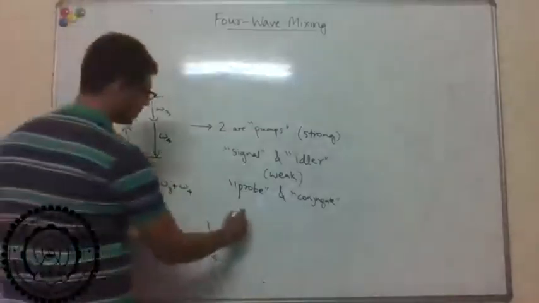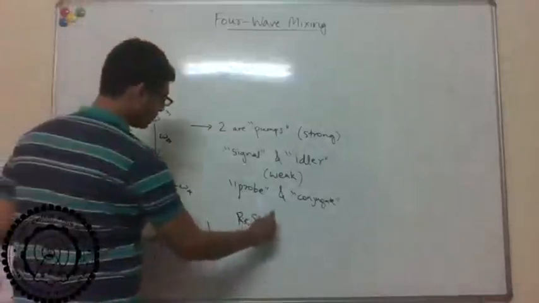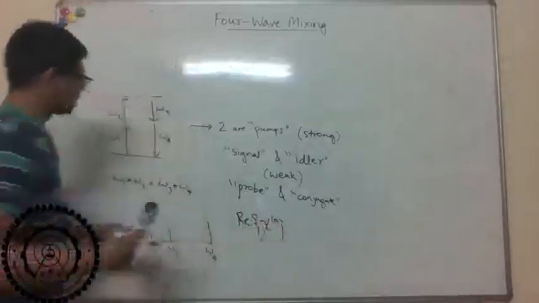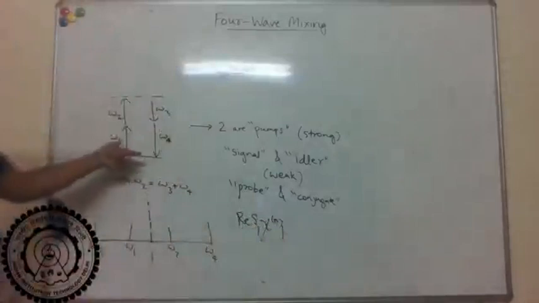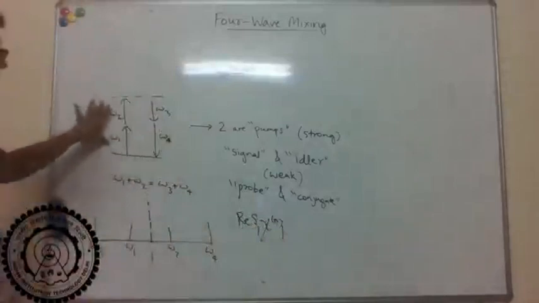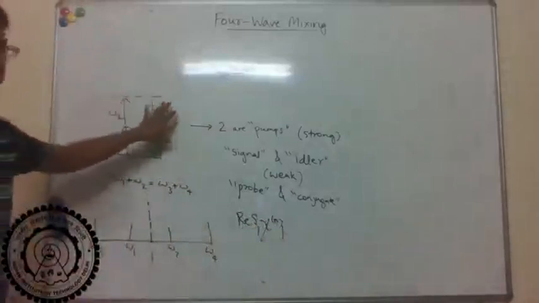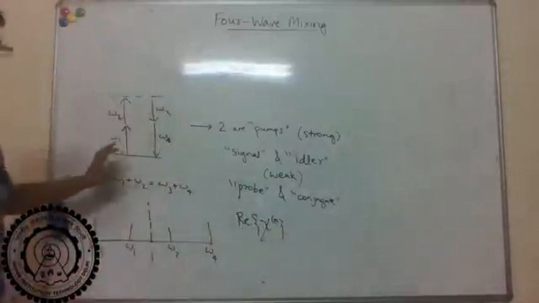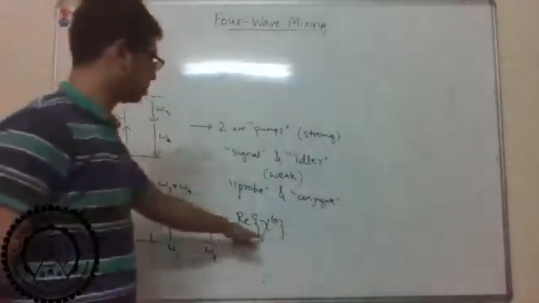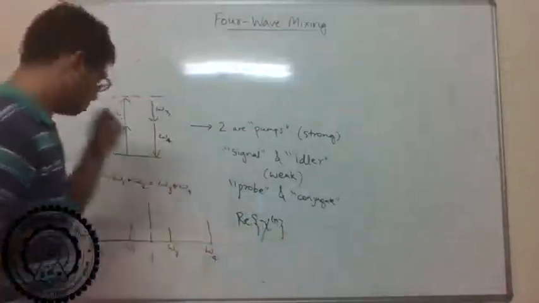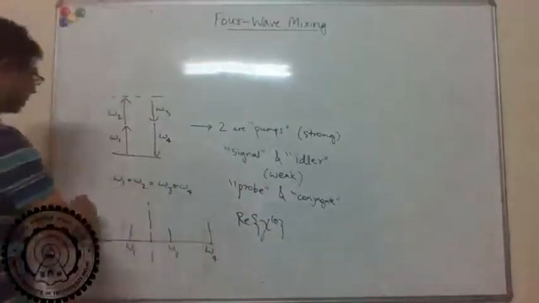So this also arises from the real part of Chi3. You can see it's a parametric interaction. Energy is taken from some optical fields and transferred to some other optical fields. There is no energy being lost to the medium or anything. So it's also an interaction which arises from the real part.